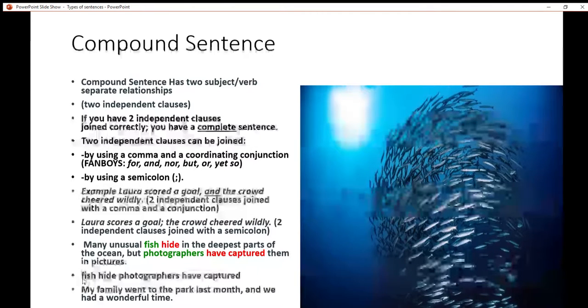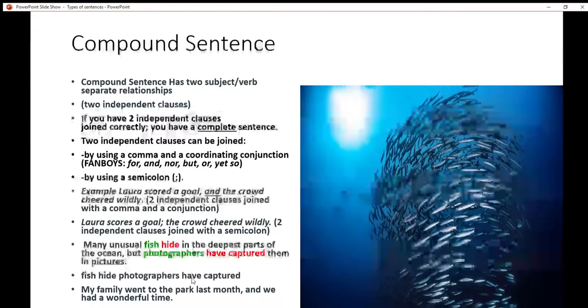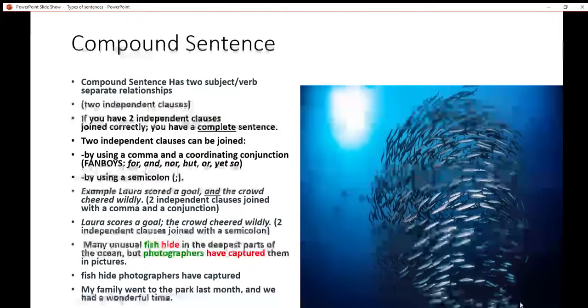Another example. My family went to the park last month, and we had a wonderful time. We know that the comma is separating the 2 independent clauses. My family went to the park last month is the one independent clause, and we had a wonderful time is the second independent clause. That's what compound sentences are. Let's go to the next sentence.